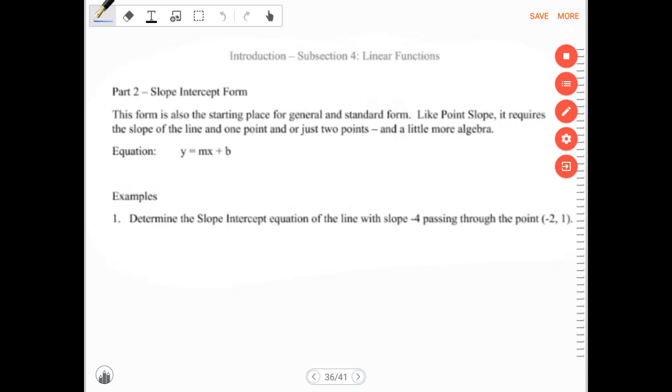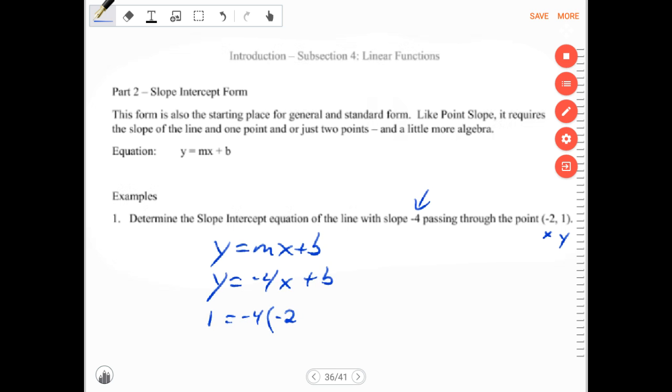All right, so first we start by writing y equals mx plus b. Pretty straightforward. That's the slope, so that's m. So y equals -4x plus b. And why we need the one point to go through is because that's x and that's y. So we go 1 equals -4 times the x, so -2, plus b. See how we only have one variable now? So now we just solve for b.